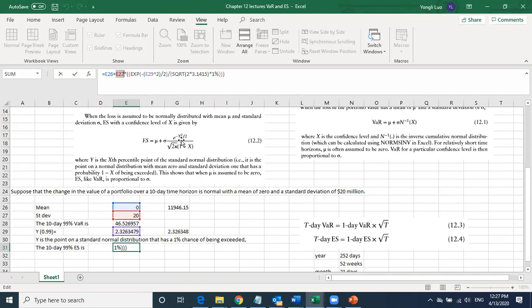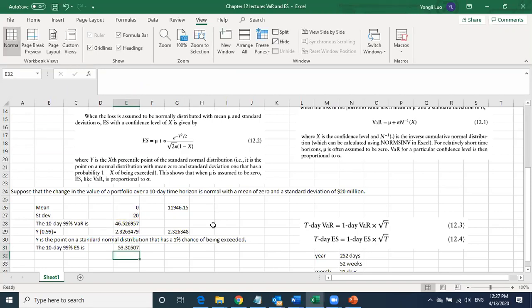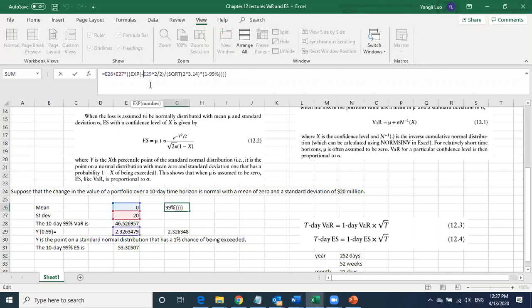This is e raised to the power of y squared divided by 2. And then you divide it by the square root of pi times 1.x. So you can see this one. If you do this one, you have the expected shortfall. So I think here is something we need to do, is this one.